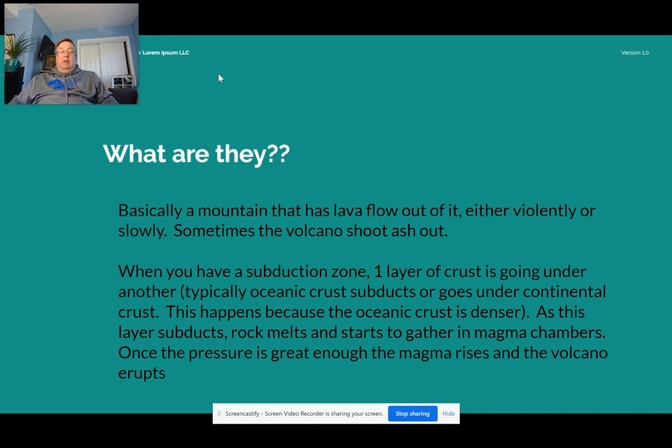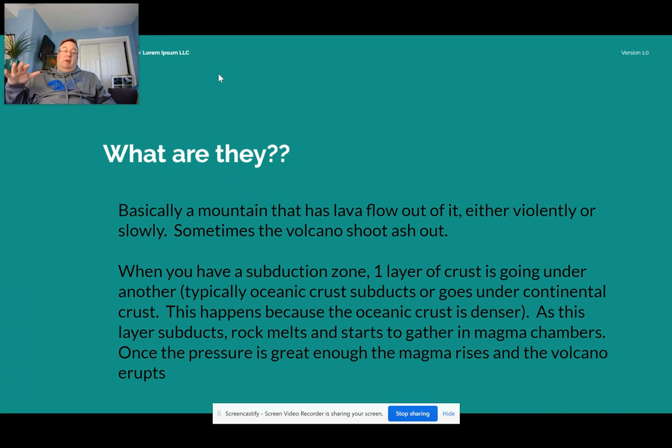All right, so we talked about subduction zones. So think about that. We have one layer going underneath another layer. As that layer is going underneath, it's scraping against it, which is generating heat, which is melting some of that rock, which is turning that into magma. Okay. And as that starts to turn into magma, that magma gathers. It's something we call the magma chamber.